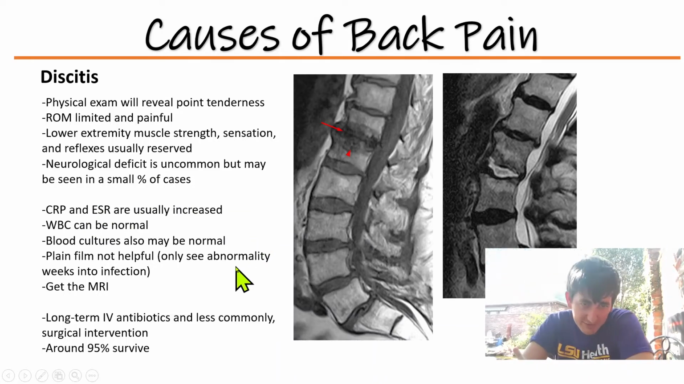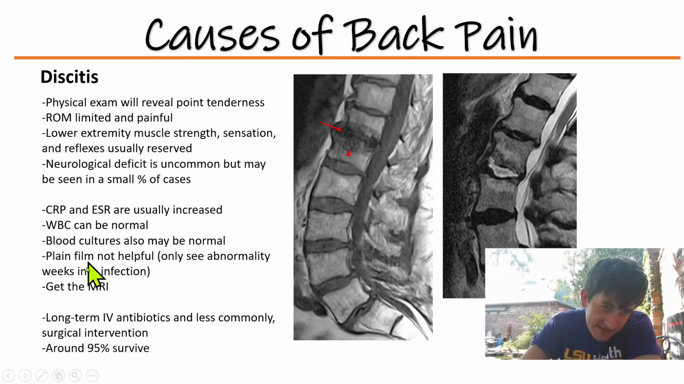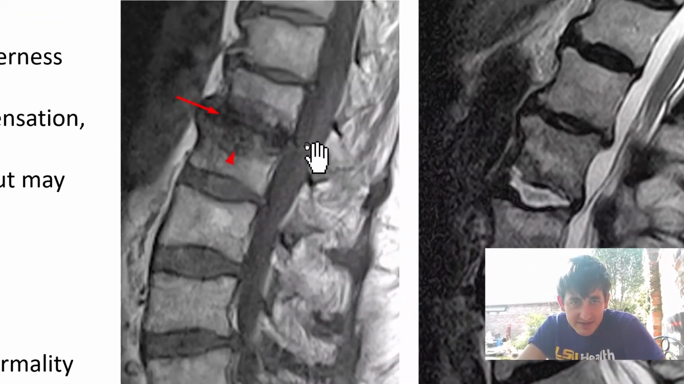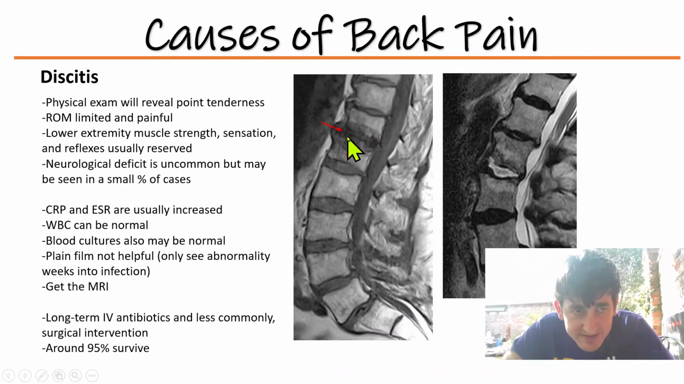Plain film, probably wasted time. It's going to take weeks to show this on plain film X-ray. So just get the MRI done, and you'll see this is two different cases of vertebral osteomyelitis concurrent with discitis.